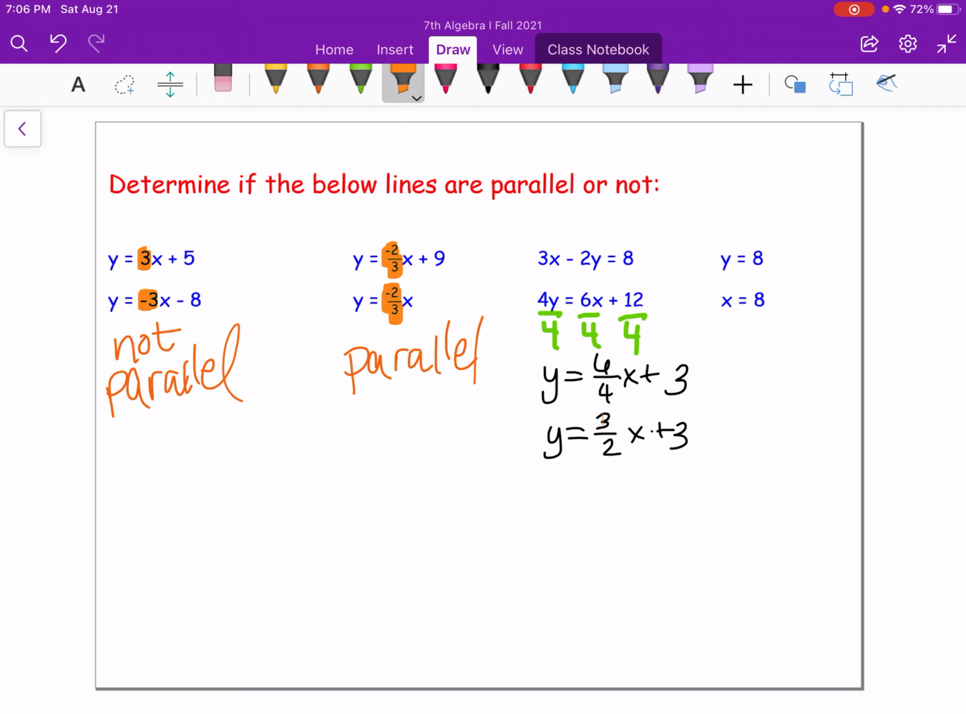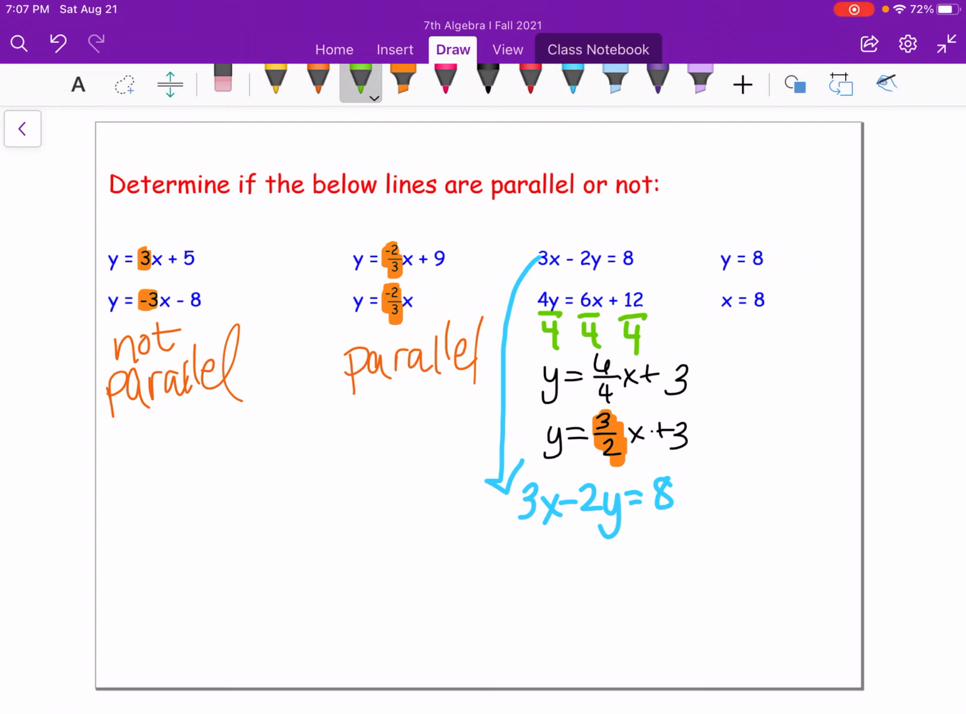So this second equation has a slope of 3 halves. So I just have to know, does this other one have a slope of 3 halves? So let's find out. So I have 3x minus 2y equals 8. I have to solve for y.